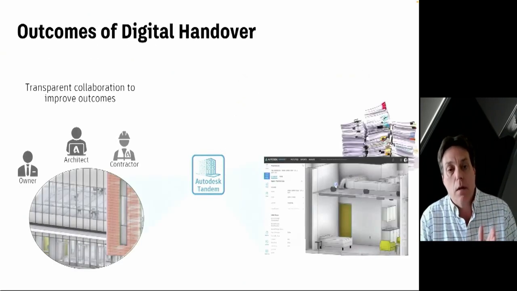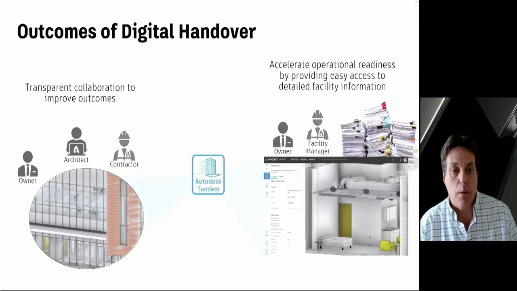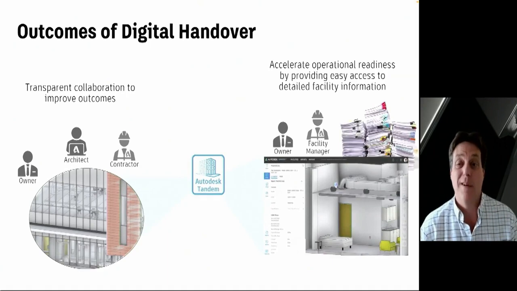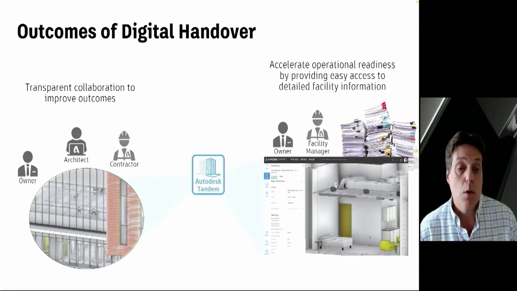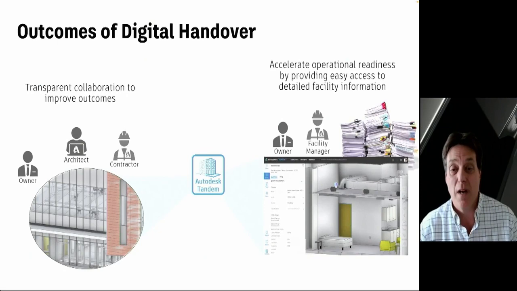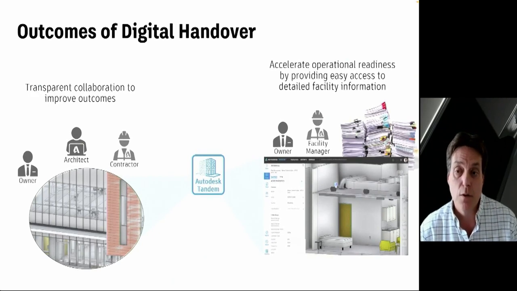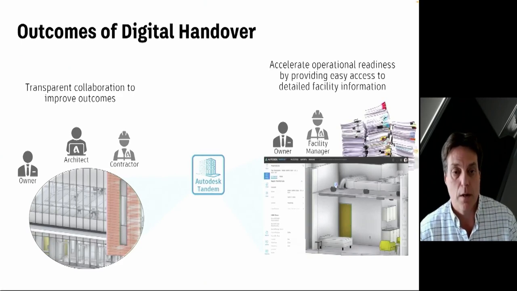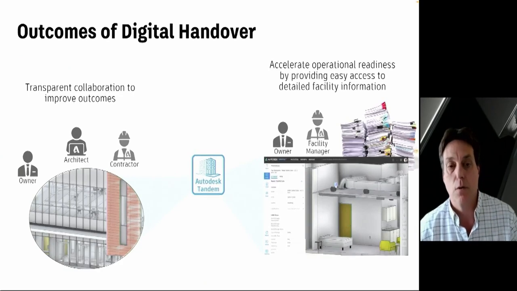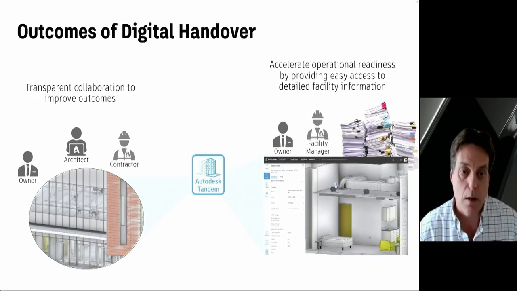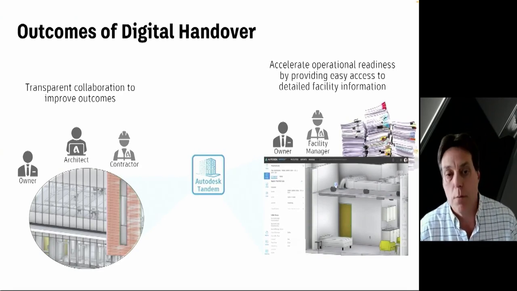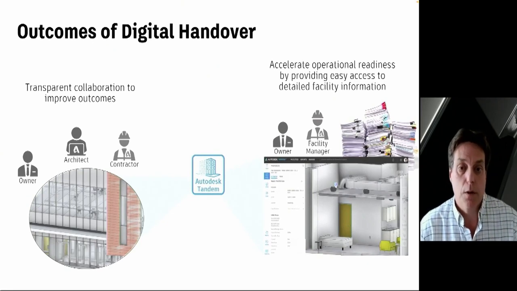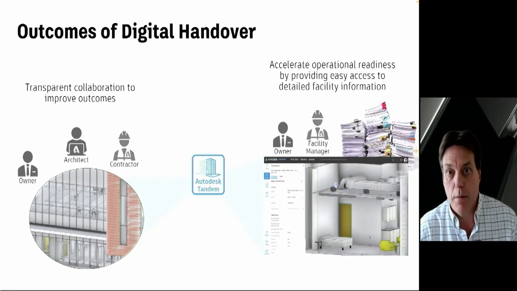Digital handover can help you achieve better outcomes really by two things: providing that data-centric platform for collaboration between the owner, the architect, and the contractor, and more importantly, at handover, providing easy access to the detailed facility information through that descriptive digital twin, which rapidly accelerates operational readiness of the facility. They can take that data, load it directly into their CMMS system, directly into their asset management systems, and start operating that facility from day one. More succinctly, we're building this workflow to really solve the BIM to FM gap.